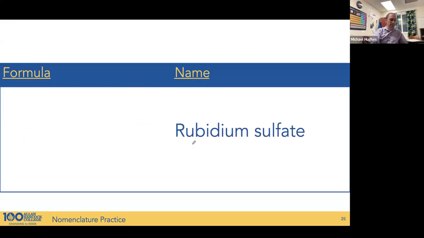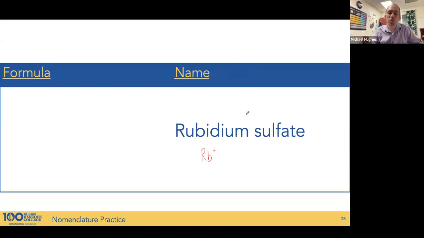Rubidium sulfate. So rubidium, is there a metal? Rubidium is an alkali metal with the symbol Rb. Alkali metals are always 1 plus. They form a 1 plus cation. So is there a metal? Yes. Do we know its charge?